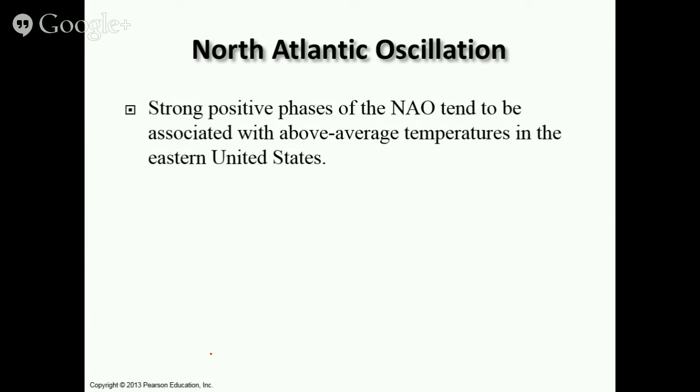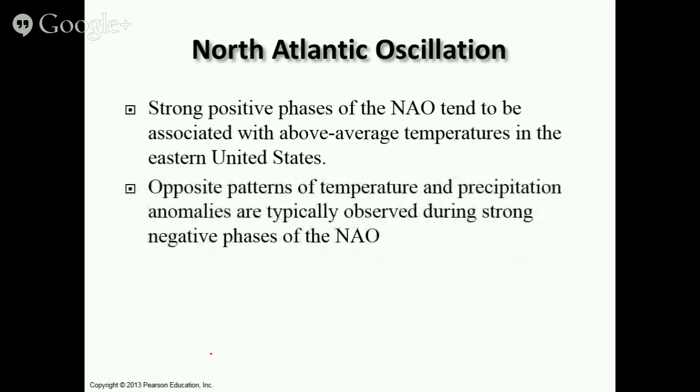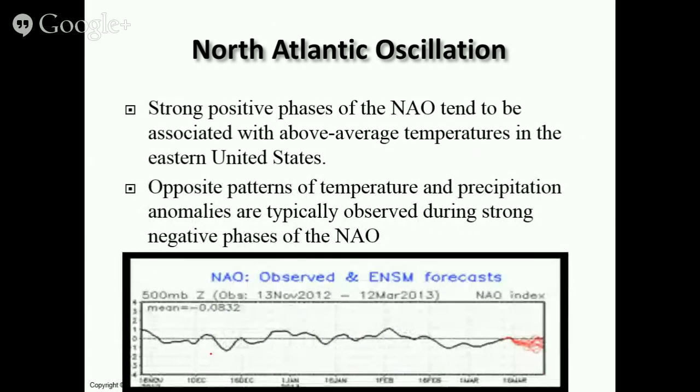When we have a positive phase, a lot of times there is a very strong correlation to above average temperatures in the eastern United States. In other words, temperatures will be warmer than normal. So when the NAO, North Atlantic oscillation, is positive, we're going to say it can be above average trending. Opposite patterns in precipitation are associated with negative phases of the NAO. So what we're looking at here is a sample of the NAO, and whenever we go negative down here, like in this depiction, when we're below that in this region, then we're negative.